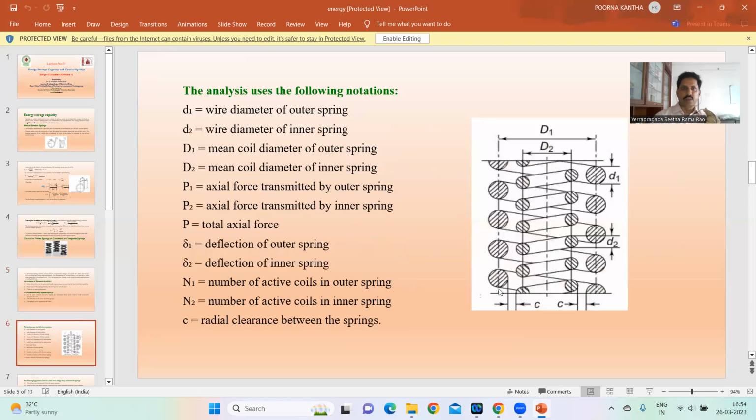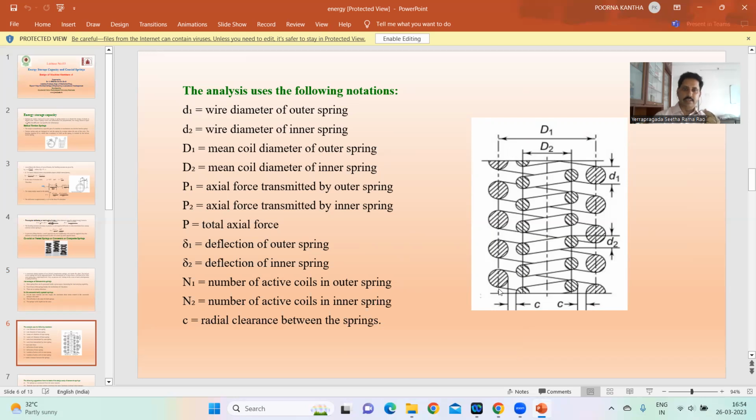Now, for the analysis, you have to use some kind of notation. d1, d2 are the wire diameters of the outer and inner springs. Capital D1, D2 are the mean coil diameters of the outer and inner springs. P1, P2 are the axial forces transmitted by the outer and inner springs, and P is the total axial force. Delta is the deflection of the outer and inner springs here. And capital N1 is the number of active coils in the outer spring, and N2 in the inner spring.